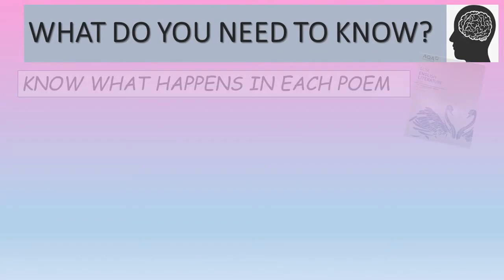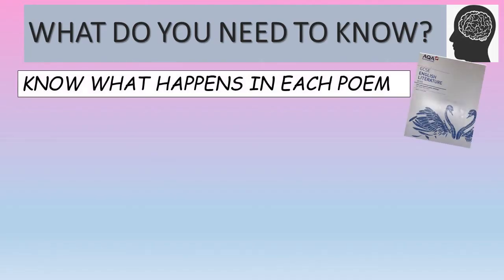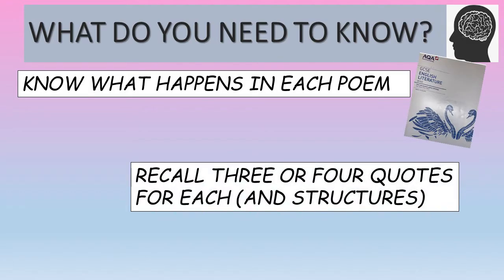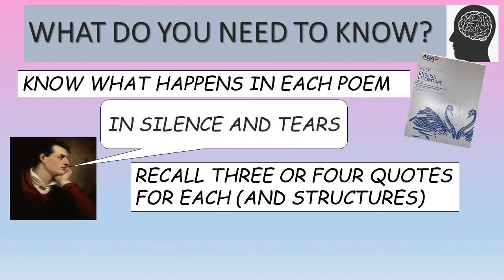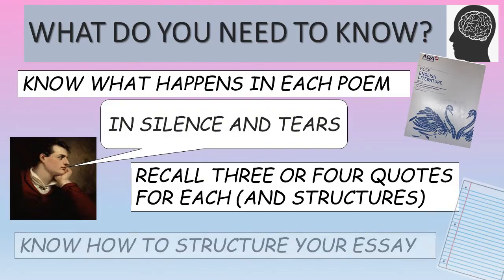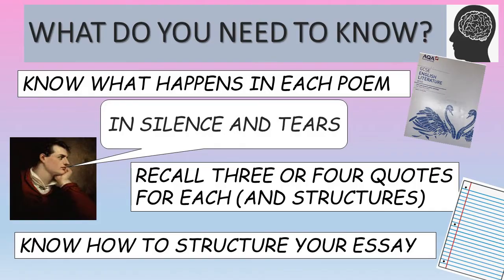So we're going to start by thinking about what it is we actually need to know. We need to know what happens in each poem. Each poem is a little story or a little world, and we need to understand what they're about. We also need to be able to recall 3 or 4 quotes for each and also understand the structures of the poems. So there's Byron from When We Two Parted saying, "In silence and tears," a quote from that poem. And the other thing we need to know is how to structure the essay. So that's what we're going to be thinking about today so that we know how to write any essay.